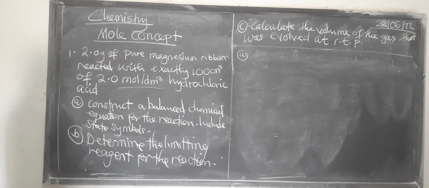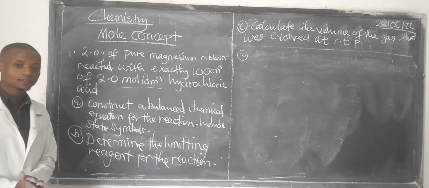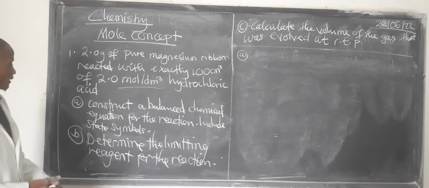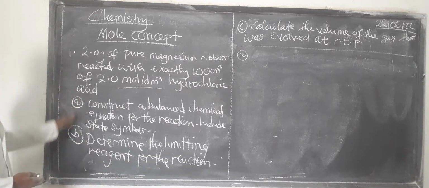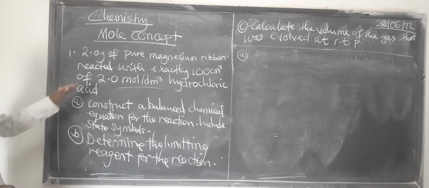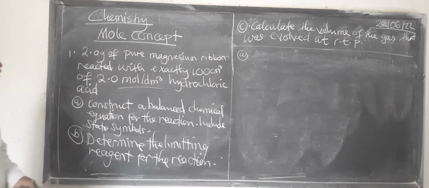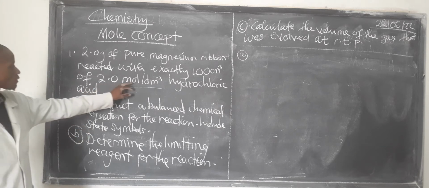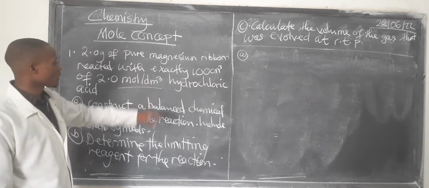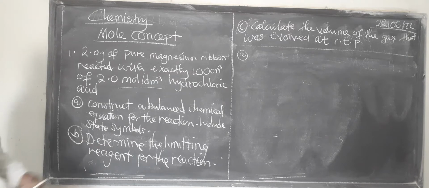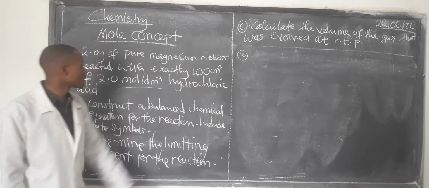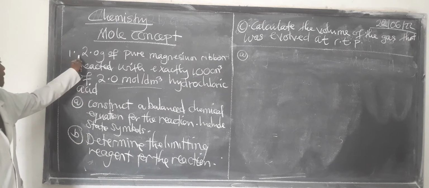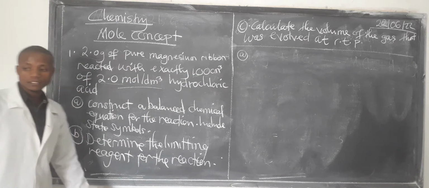Okay, so we want to solve this time equation in more concept, especially on the limiting reagent. That's my main emphasis, but I'm going to answer the whole question. So 2 grams of pure magnesium ribbon reacted with exactly 100 cubic centimeters of 2.0 mole per cubic decimeter hydrochloric acid. So we have been given the concentration, the volume of the acid, as well as the mass of magnesium ribbon.